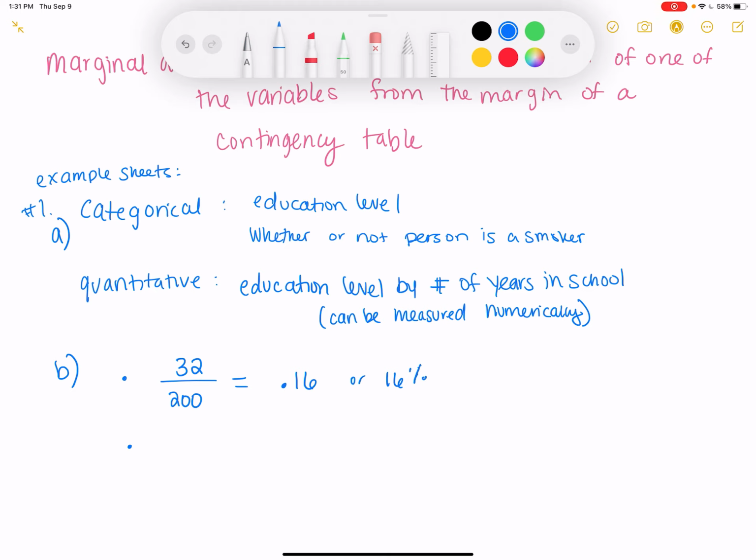Okay, so with this one, we're looking at the percent of shoppers that only have a high school education. So what is that total? 93. Okay, 93, so that's what's going to go on the bottom of this one. And then we're smokers, 32. Okay, so 32 out of 93. 34.4%. Okay, so 0.34 or 34%.